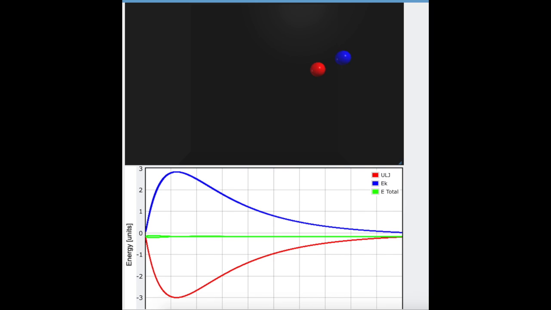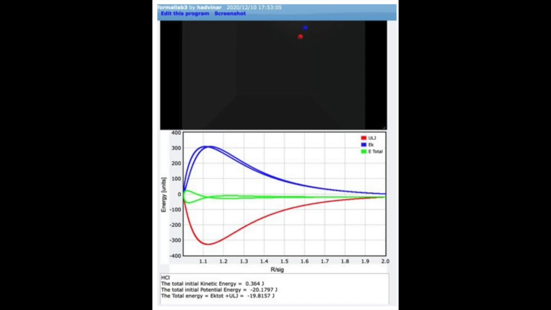Although the energy levels changed as we changed the epsilon values, all of the simulations resulted in a Lennard-Jones potential curve. The HCl graph did appear to have a small bubble at the beginning of the graph, which may be due to the initial kinetic energies of the molecules.